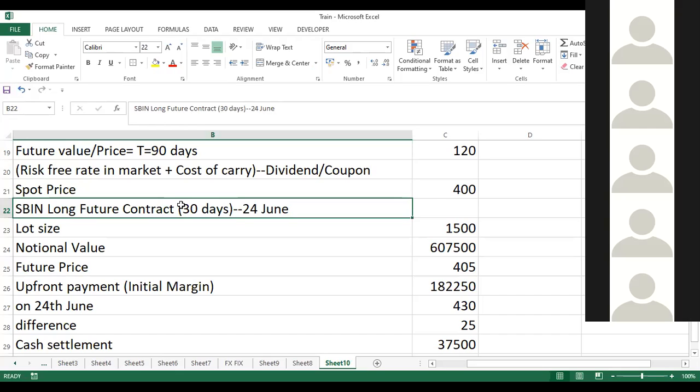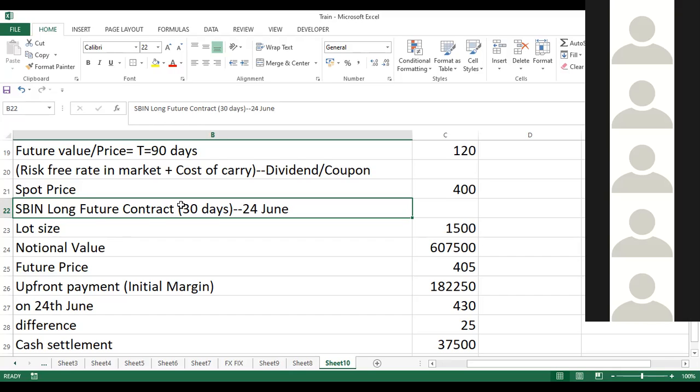The expiry is the 24th June. It's a 1 month contract, and the lot size for one lot is 1,500 shares, a one lot notional value. So you will calculate what price you're buying this contract at.